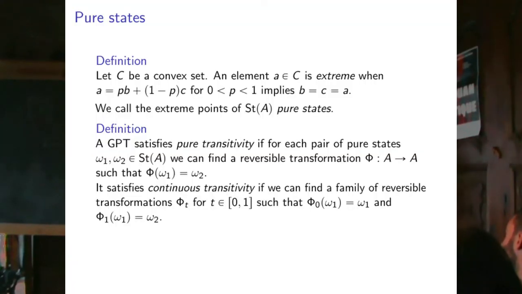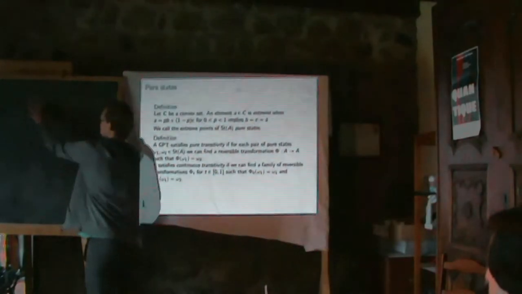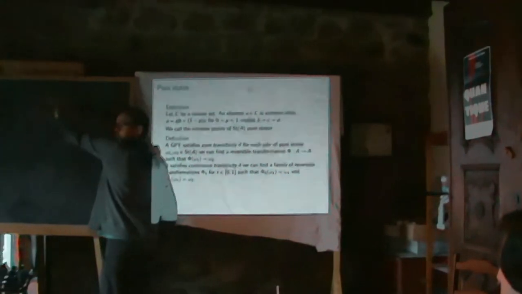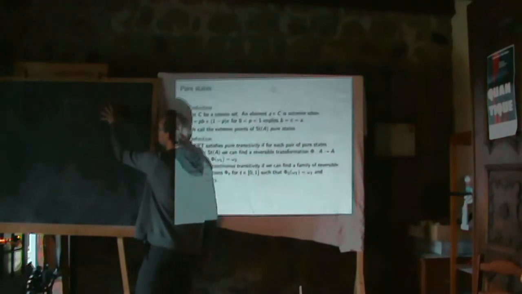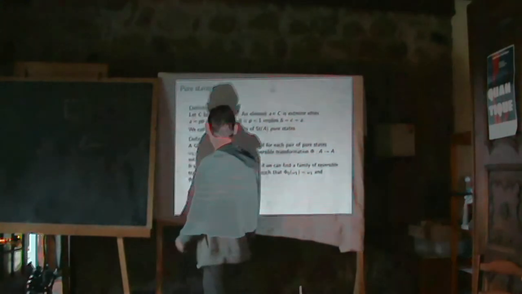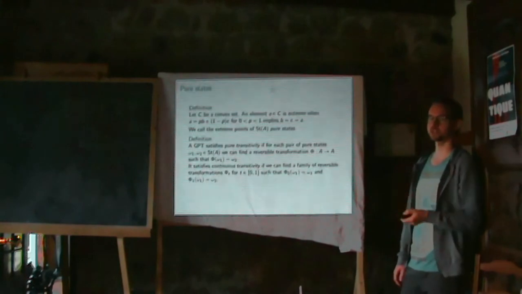We say it satisfies continuous transitivity if I can find a family of reversible transformations such that at the first element it maps omega 1 to omega 1, but at the end it maps omega 1 to omega 2, so I'm continuously rotating between two pure states. You can see here the square does not have this property, because I only have a discrete group of symmetries, but for the sphere, if I pick a point here and a point there, I just rotate between these two points in a smooth way. So continuous transitivity is satisfied by quantum theory, but it's not satisfied by classical theory.